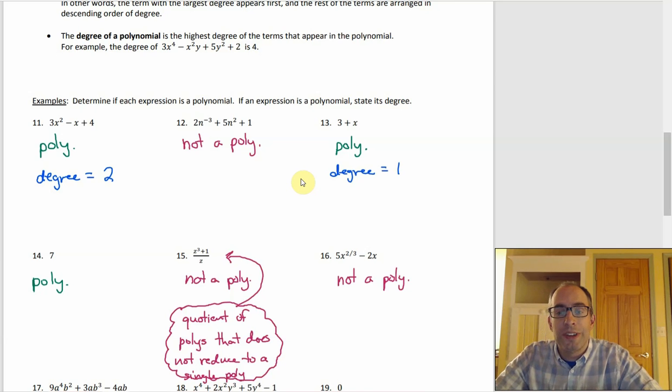Notice this one is not written in standard form, right? Because the x has a bigger degree than the 3. If you wanted to put that in standard form, you'd have to do this, right, as x plus 3.